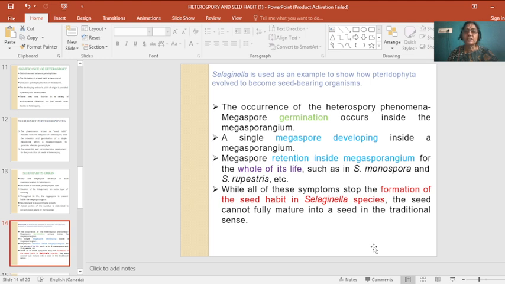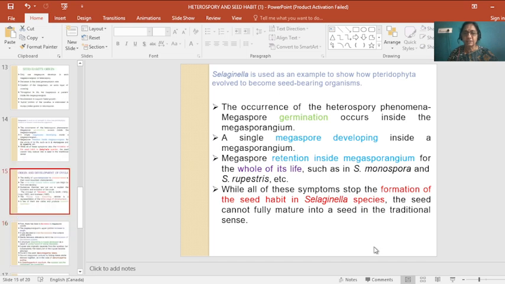Selaginella is used as an example to show how pteridophytes evolved to become seed-bearing organisms. In the occurrence of heterospory, megaspore germination occurs inside the megasporangium. A single megaspore develops inside the megasporangium, and the megaspore is retained inside the megasporangium for the whole of its life, as in Selaginella monospora and Selaginella rupestris. While all these features approach the formation of the seed habit in Selaginella species, the structure cannot fully mature into a seed in the traditional sense.